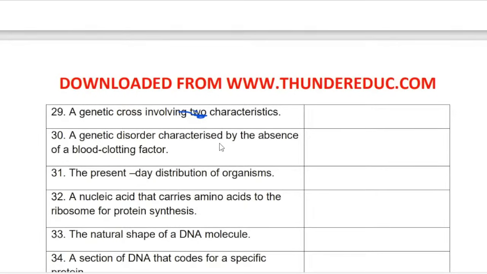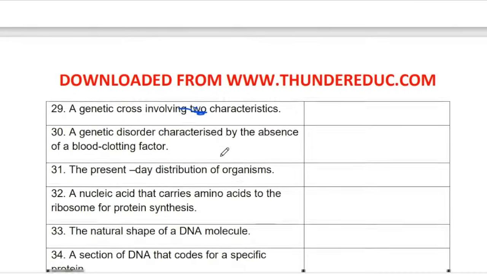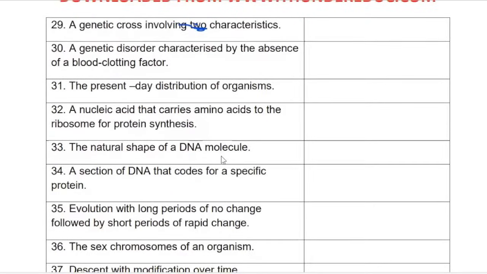Present day distribution of organisms. How do organisms get distributed? So we can call it biodiversity. Then the nucleic acid that carries amino acids to the ribosome, transfer RNA. Then the natural shape of DNA, double helix.